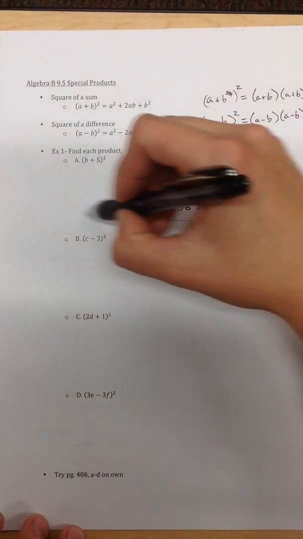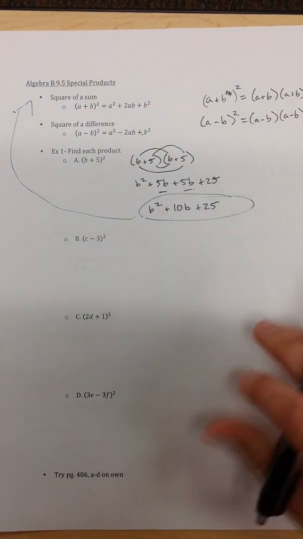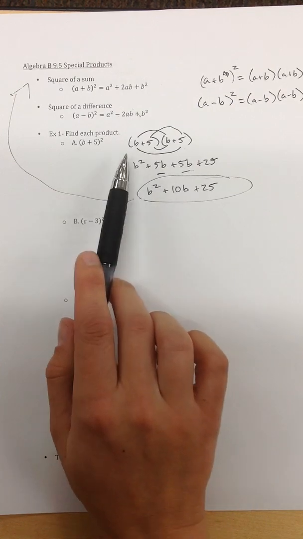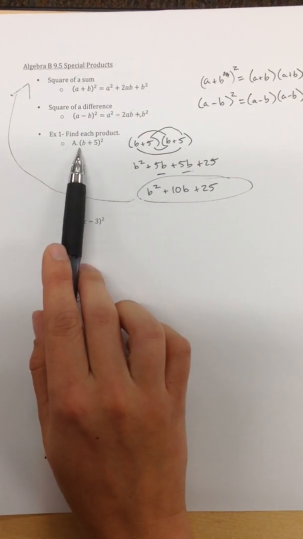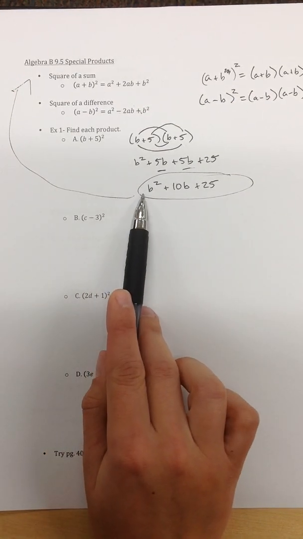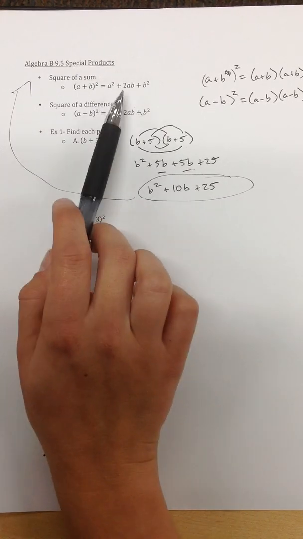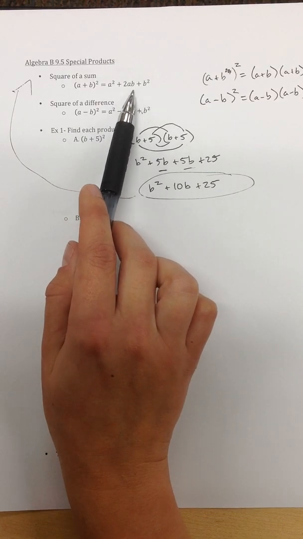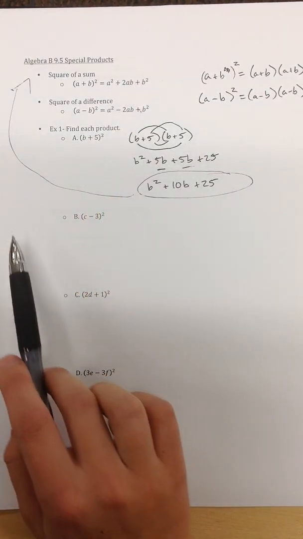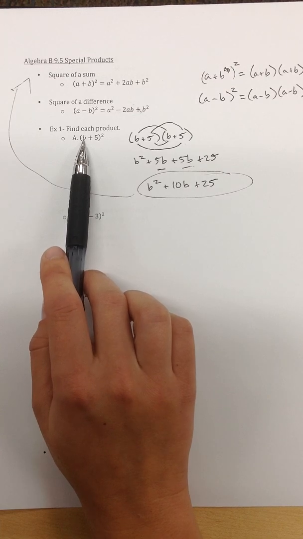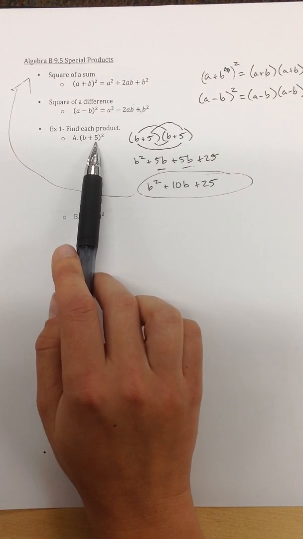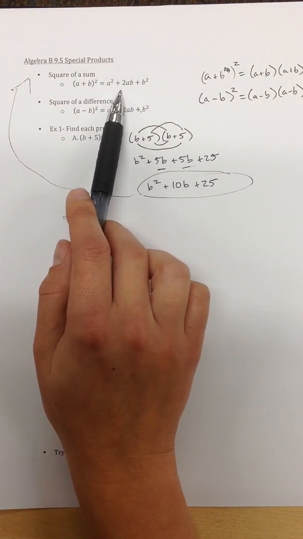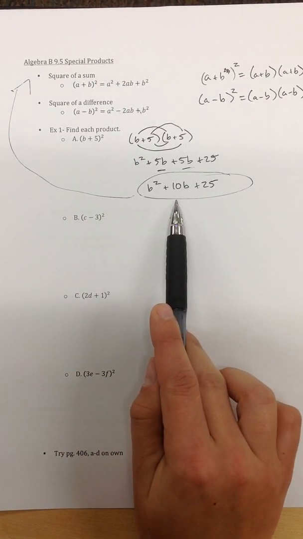Looking back up at what it said for square of a sum, that was basically our first value squared. Here our first value was b, so we took that and squared it, which is b squared, so that checks out. Our middle is 2 times our a value times our b value. If we multiply b and the 5, that would be 5b, and then we double that, well that would be 10b, which is what we got there.